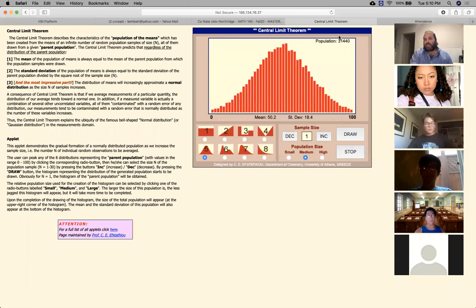Mm-hmm. So this is a population of 31,440 people, and each plot on the horizontal axis is a person's height, and the height of the column represents how many people had that height. So lots of people had heights near the average, and not a lot of people had heights near the sides.